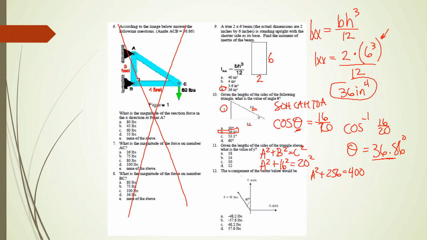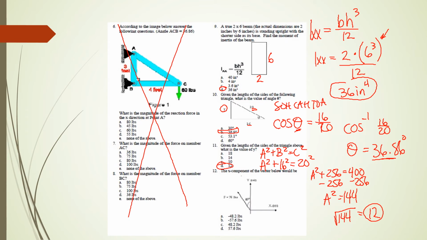So we're going to just get rid of the 256, so we're going to subtract it here. Subtract it here. So a squared is equal to 144. Square root of 144 equals 12. So my answer, D.